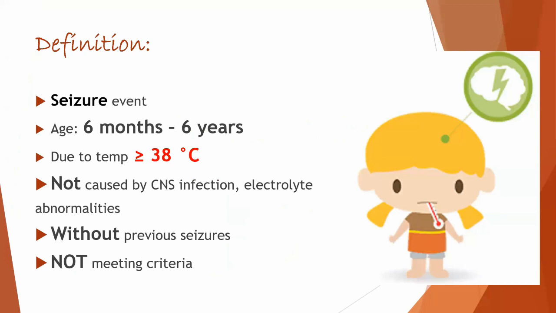Okay, so first of all, what is a febrile seizure? A febrile seizure is an event occurring in children between the age of 6 months to 6 years within 24 hours of a temperature that was above 38 degrees Celsius, and it is not caused by any central nervous system infection, any electrolyte abnormalities, metabolic abnormalities, or inflammation, without any previous seizures, including previous neonatal seizures, unprovoked seizures, or previous afebrile seizures, and not meeting the criteria for any other acute symptomatic seizure.